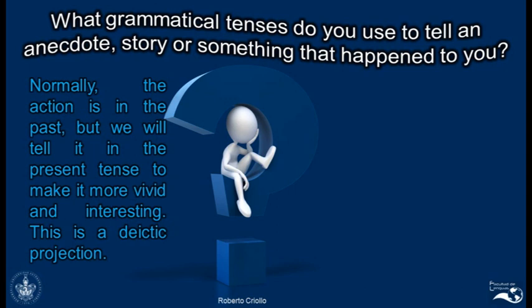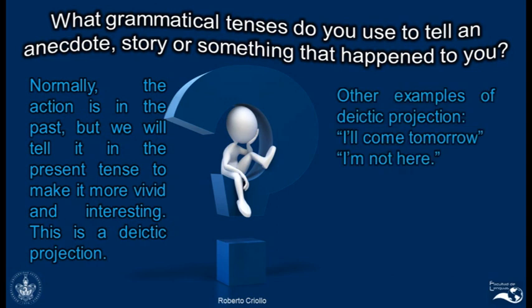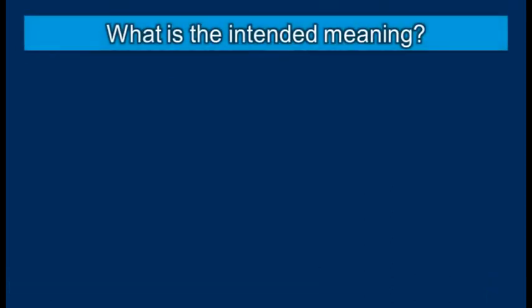In a similar way, other examples of deictic projection include I'll come tomorrow instead of I will go tomorrow, and I am not here, in which we express that we want to distance ourselves from our interlocutor. These are only some examples of how we can express pragmatic meaning by changing our indexicals. I will explain only 2 of them.